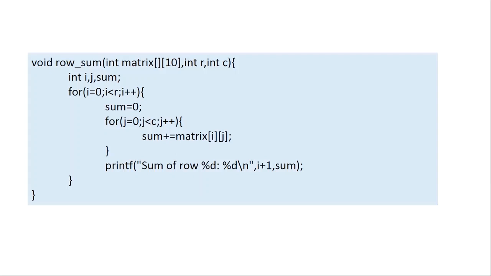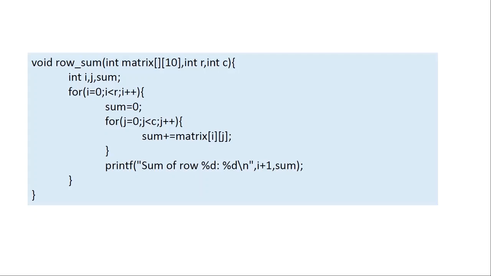In order to access each element of a matrix or two-dimensional array, we need two for loops. The first for loop is to go through the rows, and the second for loop is to go through the columns of each row. In this case, we first fix a row and initialize the value of sum as 0, and we go through the elements of the row and add these elements to sum.